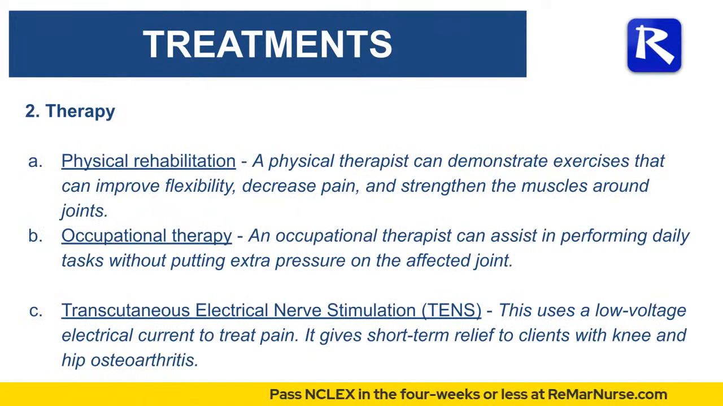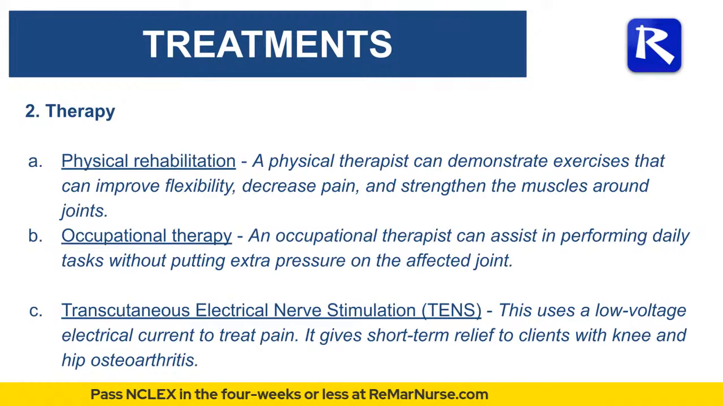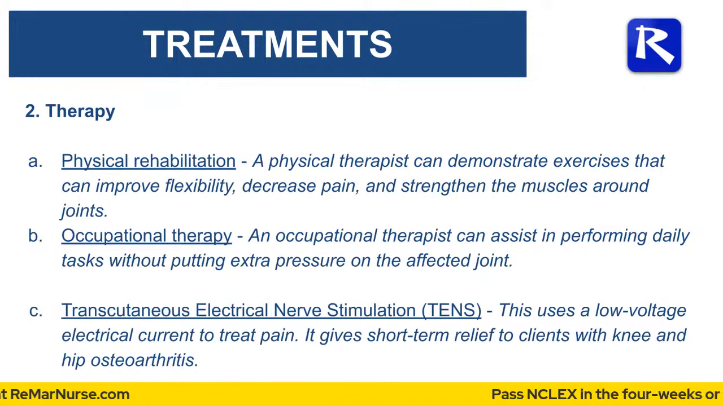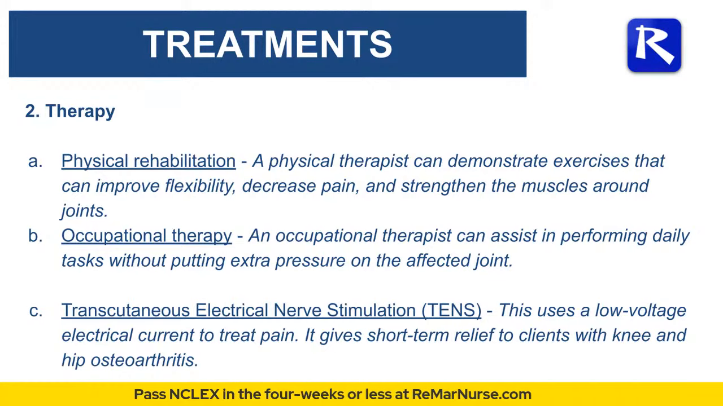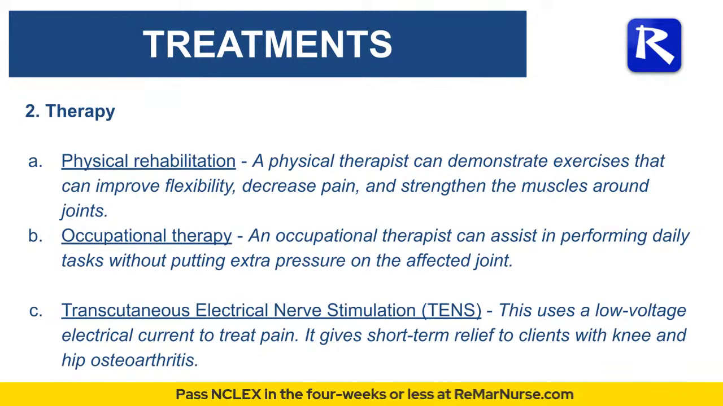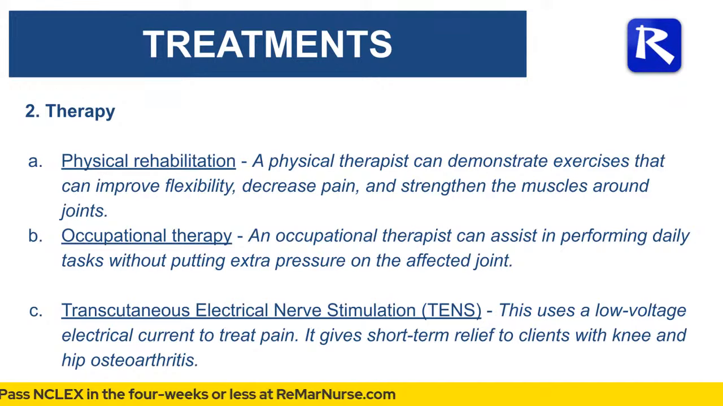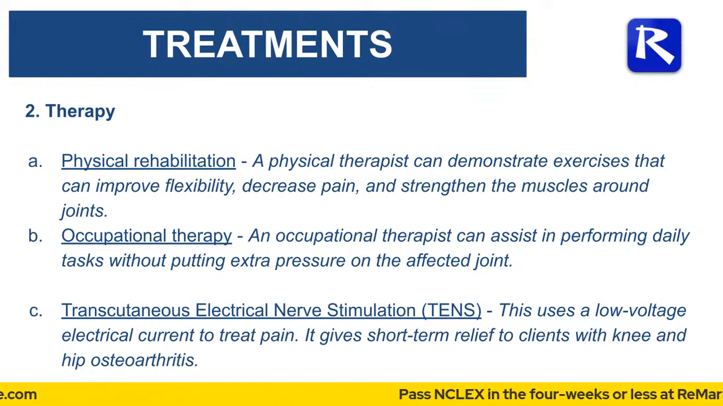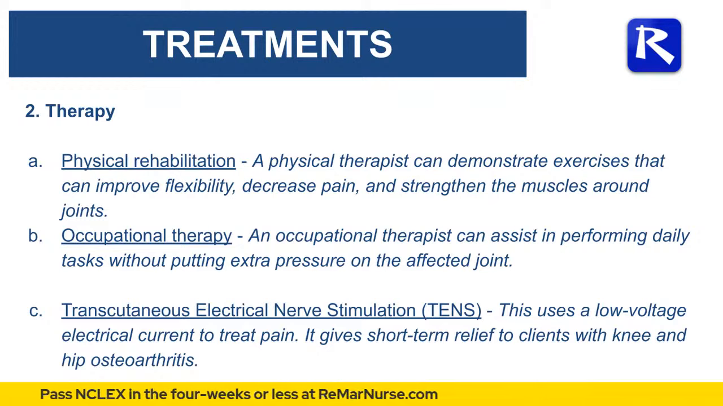Therapy, different types of therapy as well. So you have physical rehab, and when you do physical rehab, the physical therapist will demonstrate exercises that can improve flexibility, decrease pain, and strengthen the muscles around the joint. Now, an occupational therapist is going to help the client be able to perform specific daily tasks. So putting on a pair of pants, reaching up for a cup in the cupboard, going up the stairs. That's the difference between physical therapy and occupational therapy. So nursing students, please take note of this.